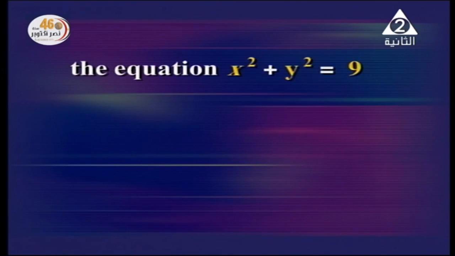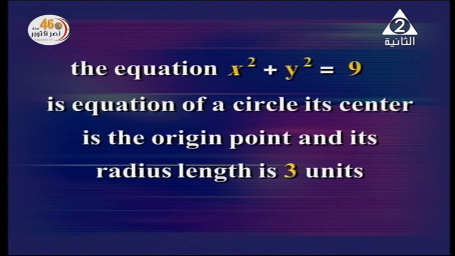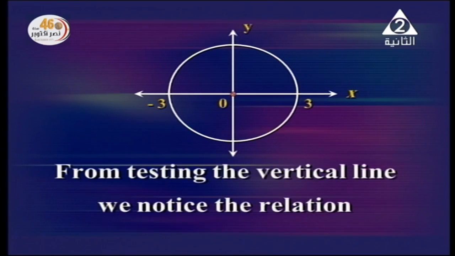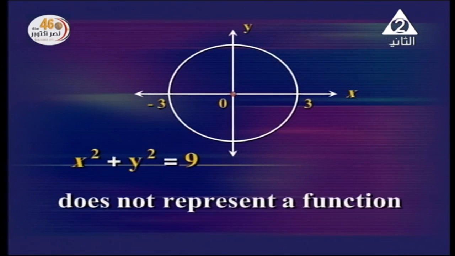The equation x squared plus y squared equals 9 is the equation of a circle. Its center is the origin point and its radius equals what? 3 units. Look at, my dear student, we have a circle. Its center is (0, 0) and its radius is 3 centimeters. From the vertical line test, we know the relation x squared plus y squared equals 9 doesn't represent a function.